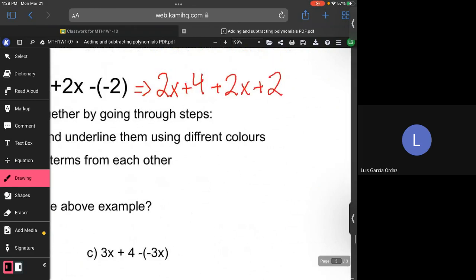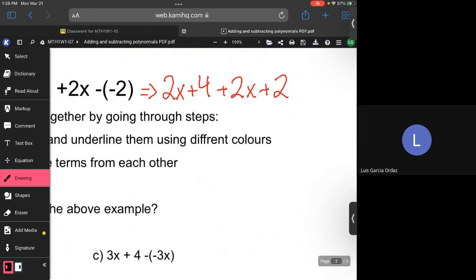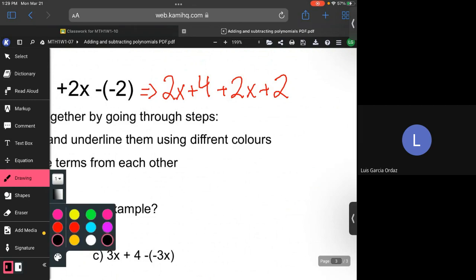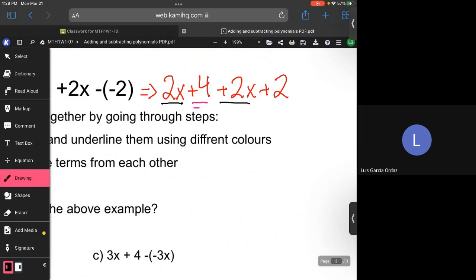So now I'm going to highlight or underline using different colors. You guys can do that if you want. Or you can use boxes and circles. Doesn't really matter to me. So what's my first pair of like terms? Matthew. 2x and 2x. Yep, 2x and 2x. What's my second pair of like terms? Matthew. 4 and 2. Positive 4 and positive 2.